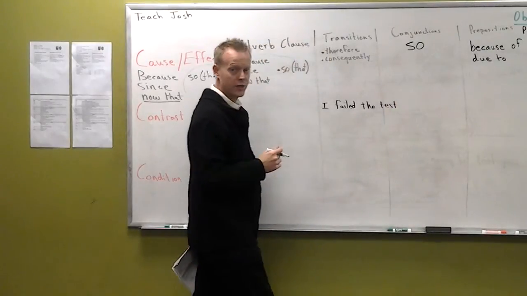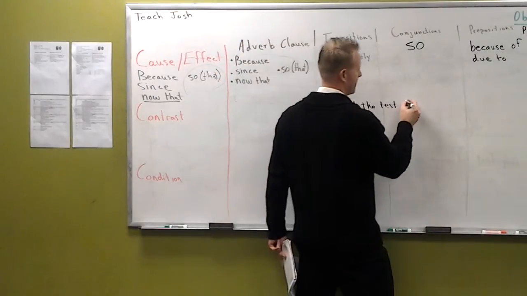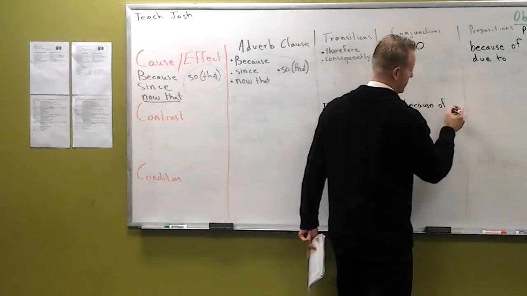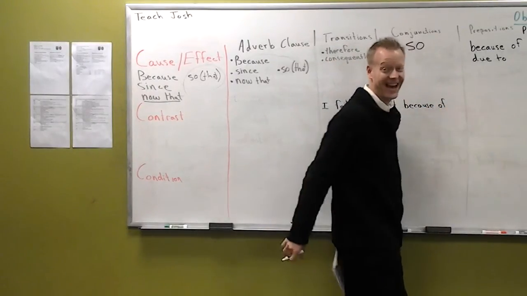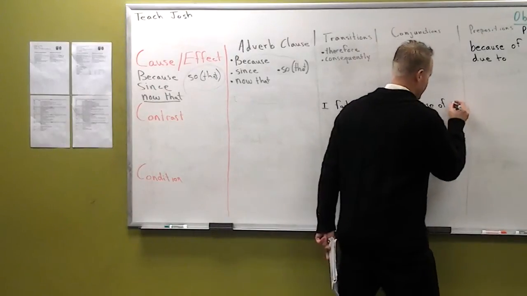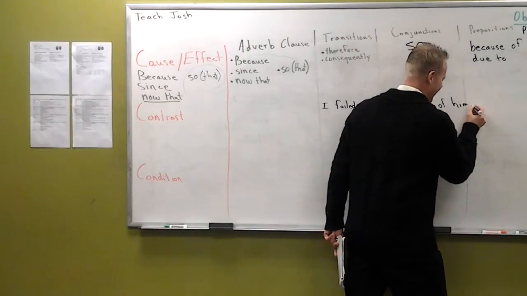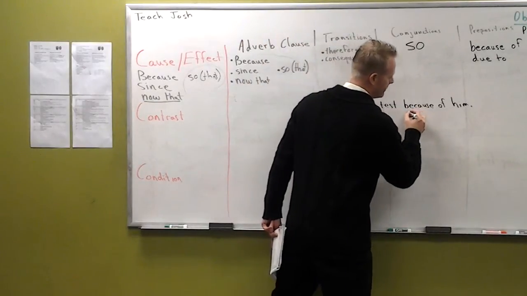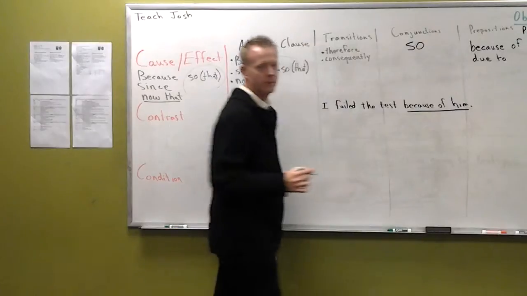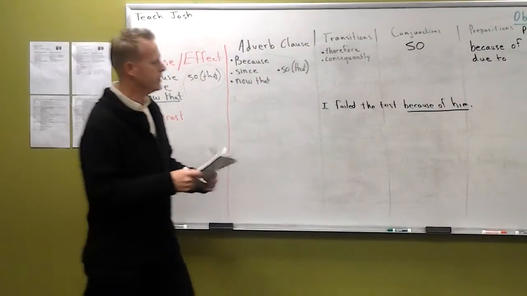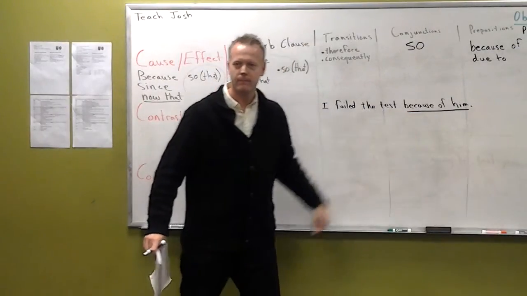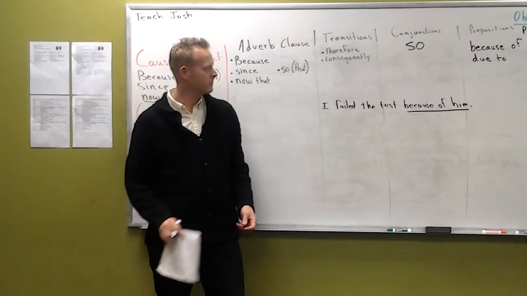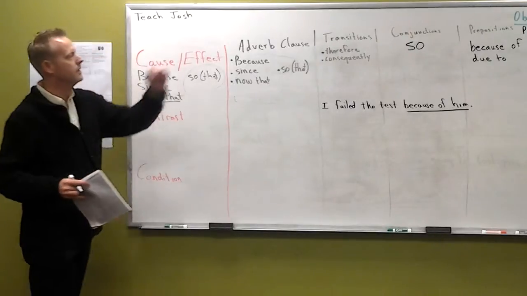So there's your cause. I failed the test because of... Yeah, you can blame someone else. Because of him. I like that. So anyway, what you've done is created a cause and effect prepositional phrase. And notice, where's the verb? There is no verb. It's a phrase. Okay? So that's how that works.